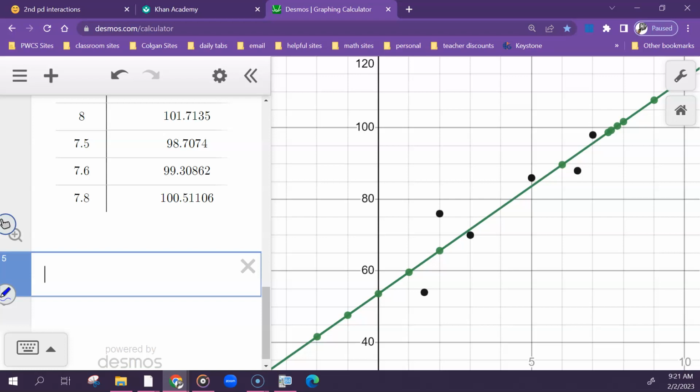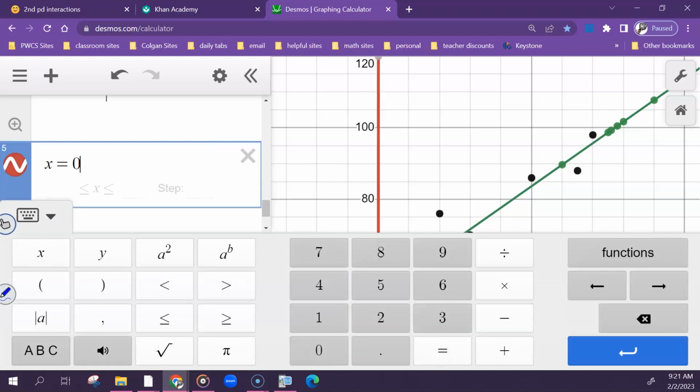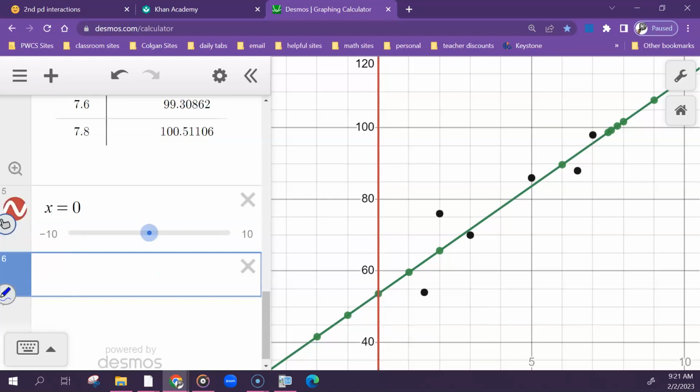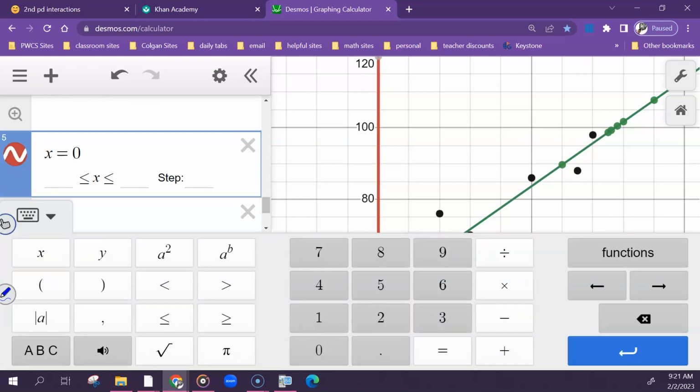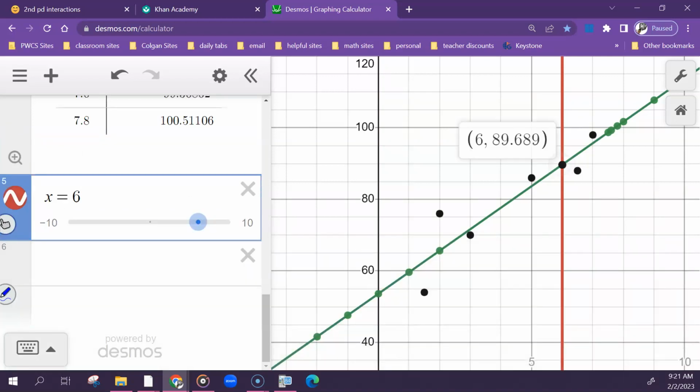In your next open line, if we know 0 and 6 are x values, you can put x equals whatever. So x equals 0. It's going to give you a line. Find where those 2 lines intersect. And that would be your answer. 53.62. Same thing with 6. I'm going to just change the 0 to a 6. Find where those lines intersect. That would be your answer.